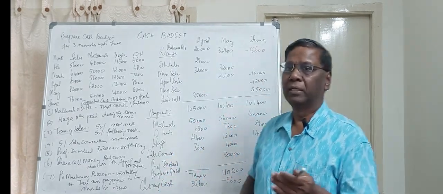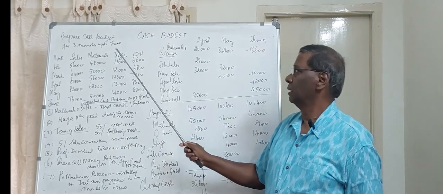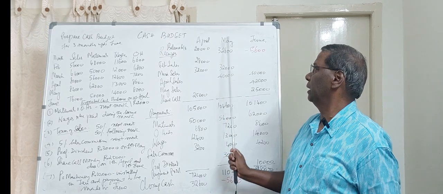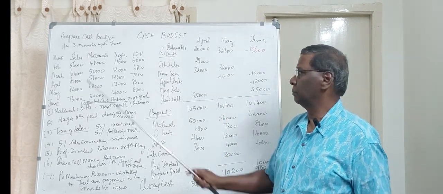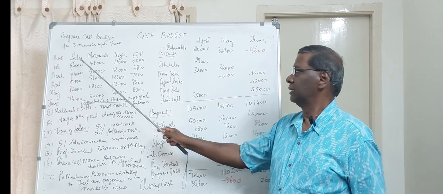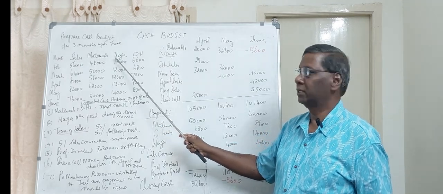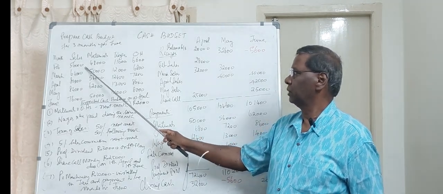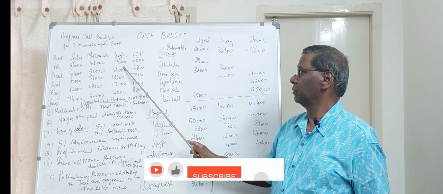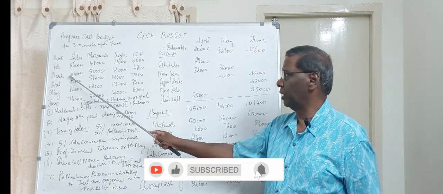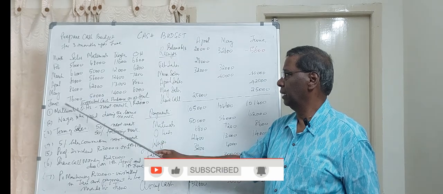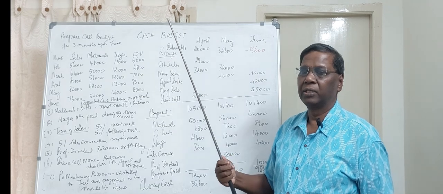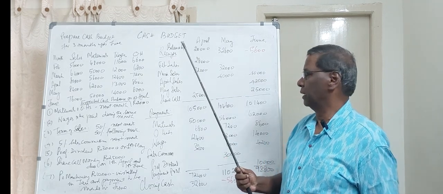In this example, you have to prepare the cash budget for 3 months, April, May and June. These are the particulars given: sales, materials, wages and overheads. For February, sales are 56,000, materials 48,000, wages 11,600 and overheads 6,000. Likewise, the March, April, May and June figures are given. This is the estimate, and you have to make an estimate like this.